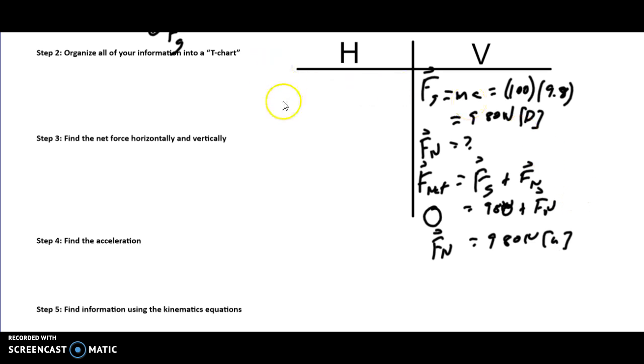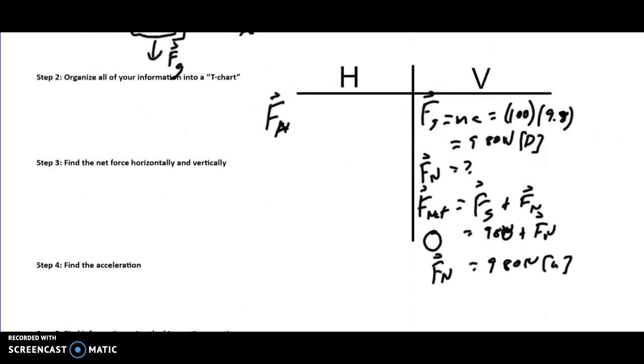Now let's look at the horizontal side. On the horizontal side, we've got two forces. We've got our force applied. And our force applied, if we remember, is 950 newtons.